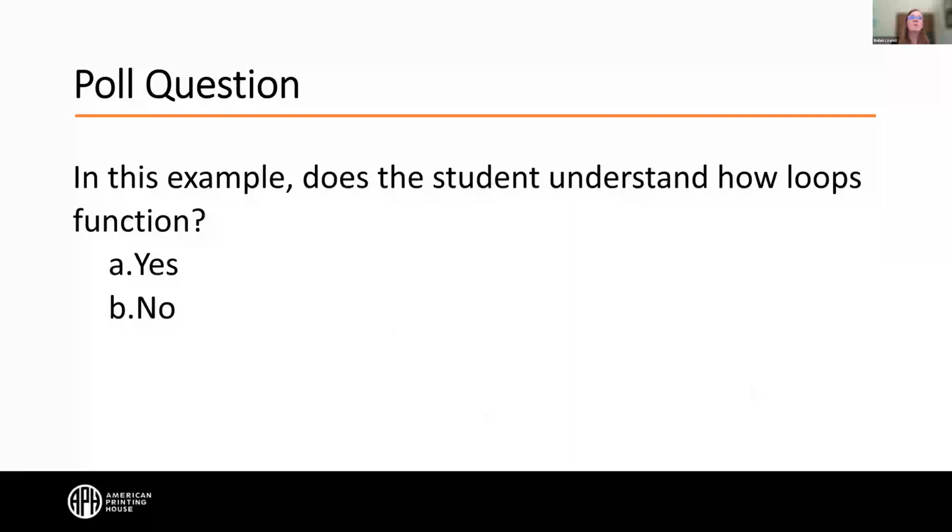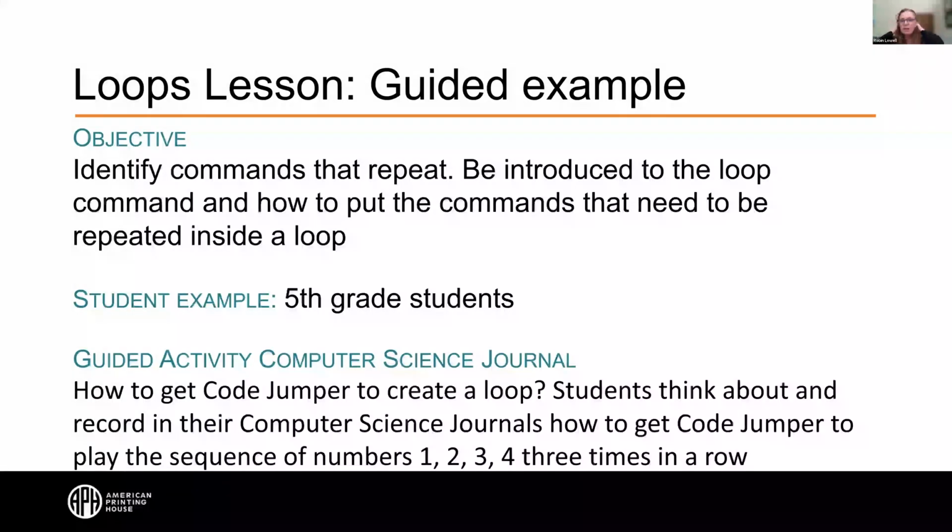All right. So that was the Unplugged. The way the curriculum works is we have our Unplugged and we get information on their understanding there. And then we move to the guided example where they actually use the Co-Jumper kit itself, and they get to put into action and take to technology what they learned in the Unplugged world. So the objective for the guided example is to identify commands that repeat, to be introduced to the loop command and how to put the commands that need to be repeated inside of a loop. And that's the key part, inside of a loop.